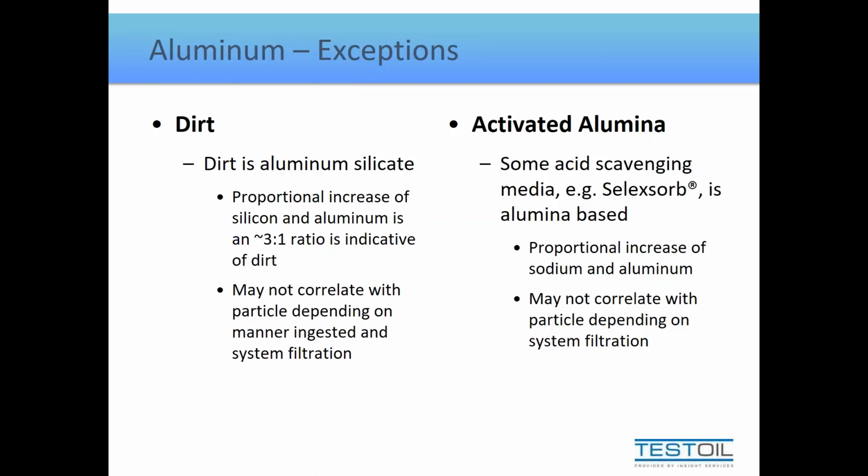So when we see aluminum, one of the first things we should always look for is what's the level of silicon. If the level of silicon is approximately 3 or 4 times the level of aluminum, you can make a fairly safe assumption that the aluminum you're seeing is from dirt and not from any type of metal product. One of the only other exceptions I can think of where you might find aluminum that's not necessarily from a wear metal would be for those working in particularly power plant applications that are using activated alumina, one of the brand names of that being Selexor.